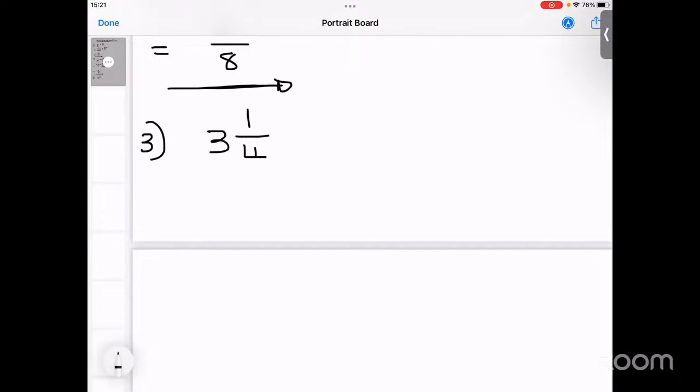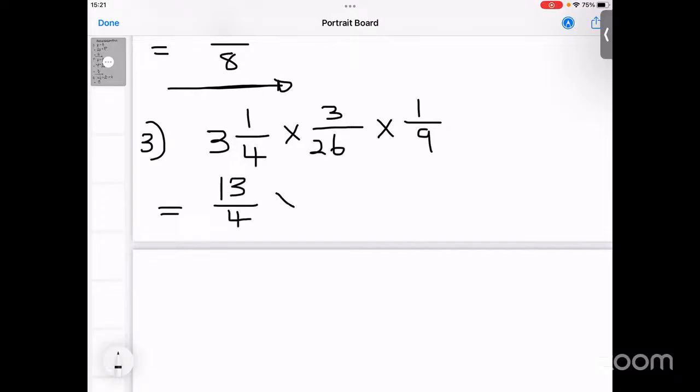So let us say in this case, you are given that type of number. Definitely, we know that this is a mixed number. This is multiplying 3 over, let's say 26 over there. Let's multiply by 1/9. Definitely, we do know very well that for the mixed number, we need to convert it. What is 3 times that? Is it 12, which we plus with that 1? It becomes 13/4.